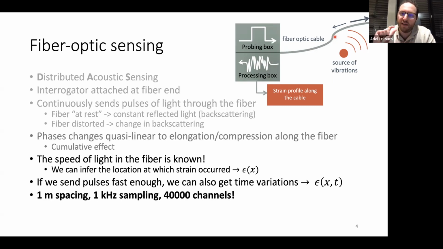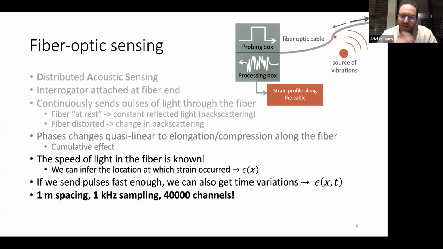So if we can send these pulses of light with some special encoding, when we get some light back, we can detect its special signature, how much time has elapsed, therefore how much distance that specific packet of light has traveled, and then we can break down the profile of strain as a function of distance along the fiber. And if we do this type of analysis fast enough, we can get the strain as a function of location along the fiber and time. And that's the distributed nature of the measurement.